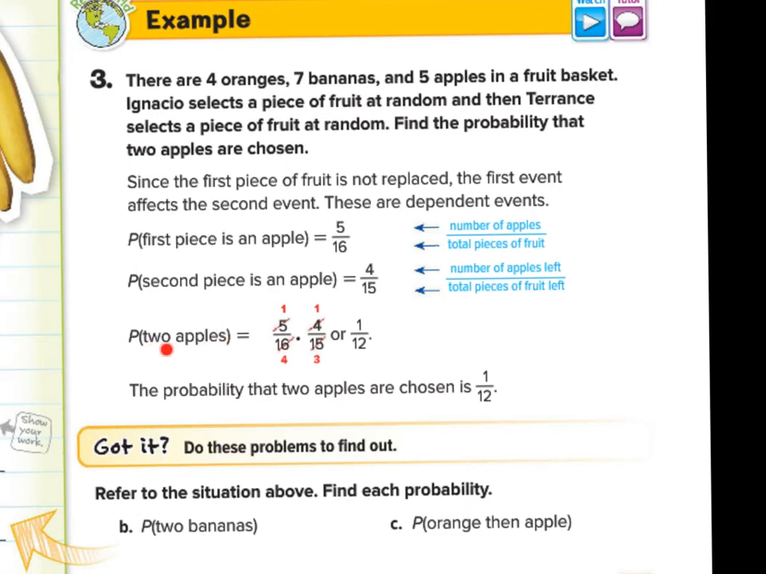So what do we have now? Now we have to actually multiply the 2. We can cross-reference. When you multiply, you cross-reference, and you see that over here these are multiples of 5, so 1 and 3, and over here multiples of 4. Okay, so we multiply straight across and we have 1 over 12. The probability that 2 apples are chosen is 1 in 12.